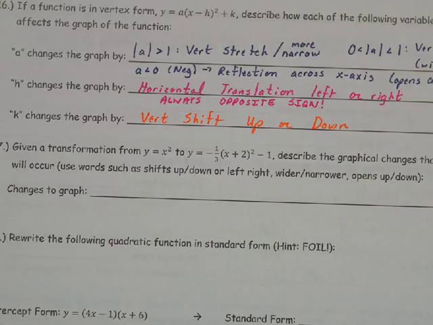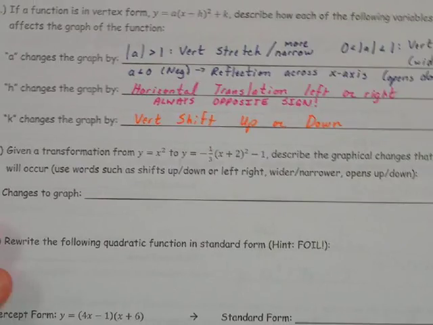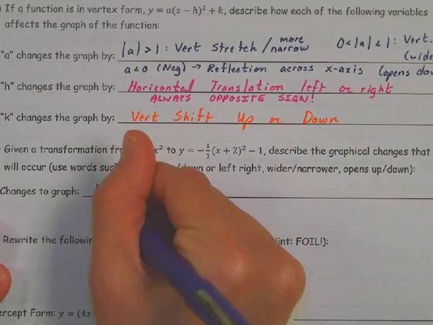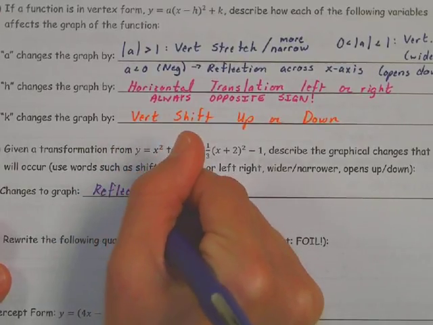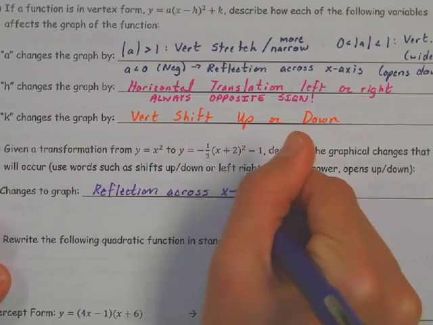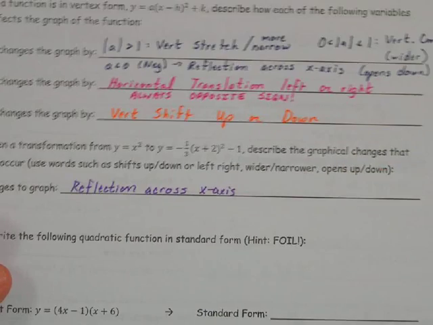First thing is I noticed that negative. That's going to cause a reflection across the x-axis. So let's say reflection across x-axis. In normal words, we're going to say it opens down, but we need to recognize it as a reflection as well.